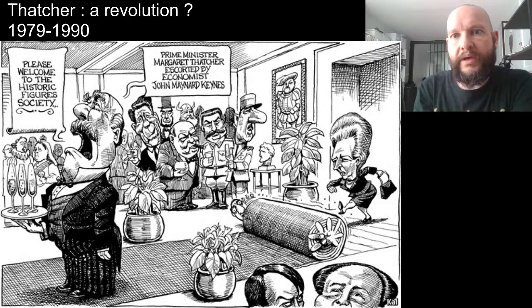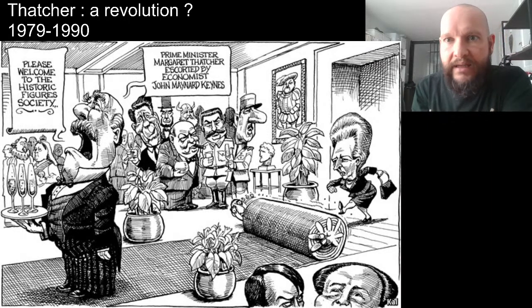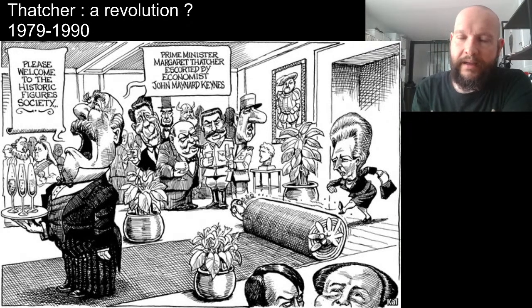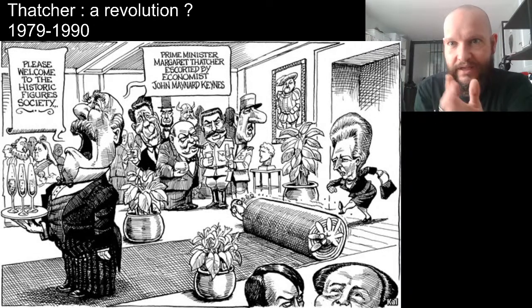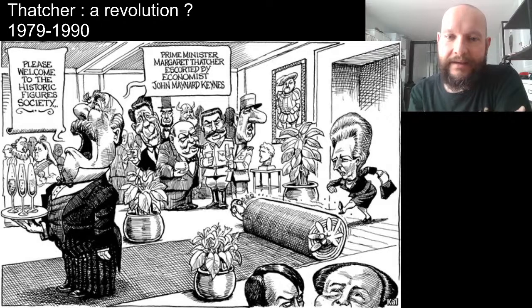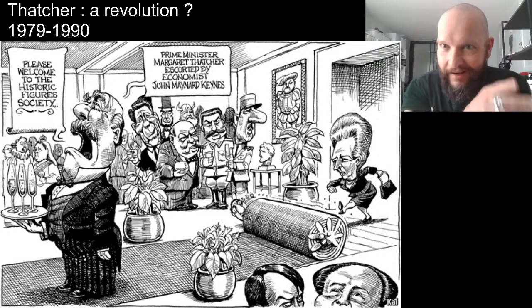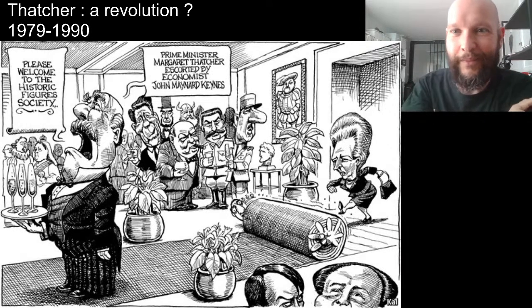The question we're dealing with is not actually narrating the Thatcher years. It's not telling the history of how Margaret Thatcher, that you can see on the caricature here, on the right hand side, is rolling a carpet with John Maynard Keynes in it. We're going to explain this cartoon in a few minutes.